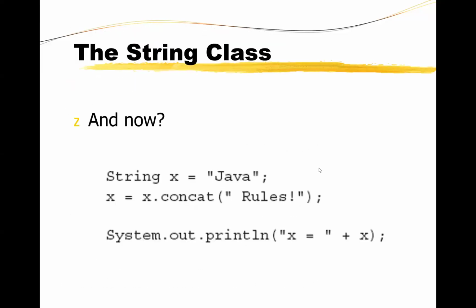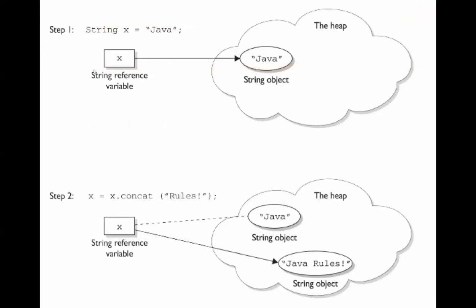By this one, what happens? It will change. Now the x variable is referring to Java, and then it says x equals x dot concat rules. Therefore, a new object Java rules will get created, and the reference gets updated to the new one. Now when you print x, it would display Java rules. Still, the Java object would be there in the heap memory.